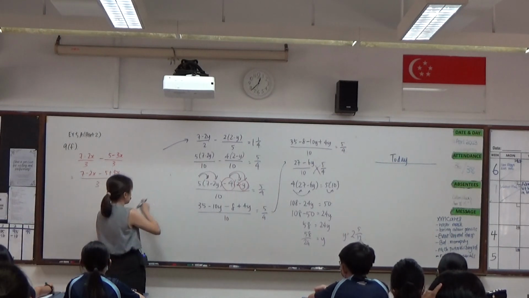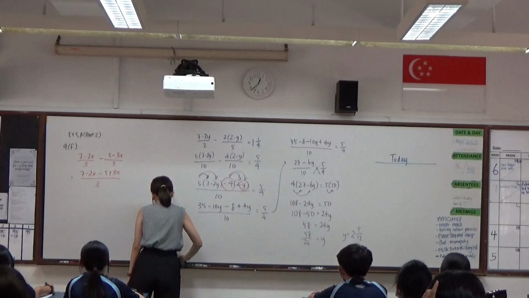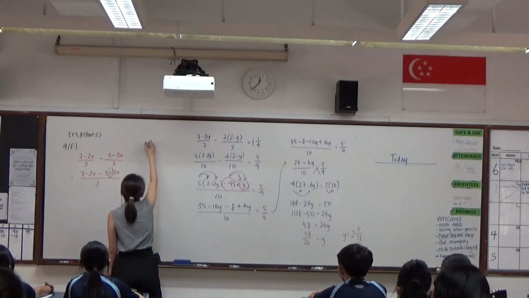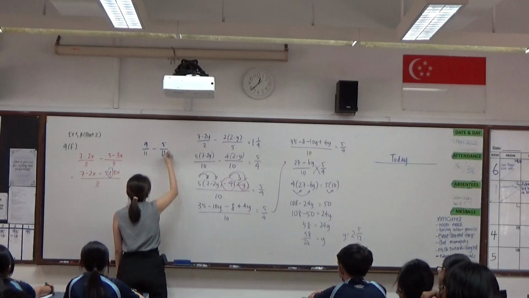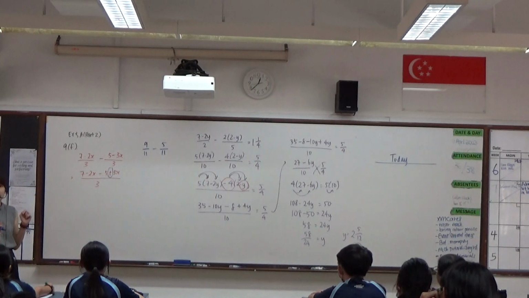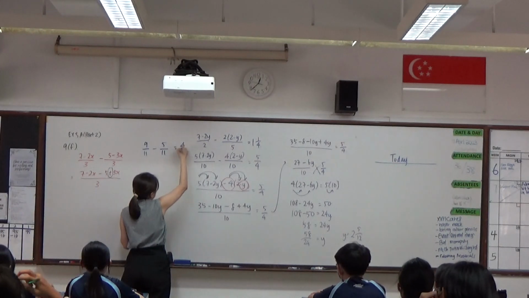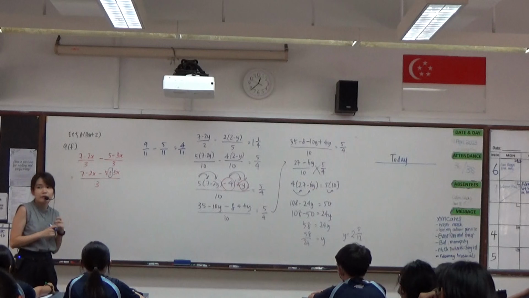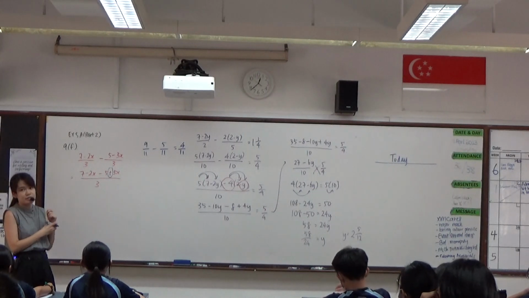If we think about it in numbers, for example, 9 over 11 minus 5 over 11. What do you think is the answer? 4 over 11, right? So easy. We know it since primary school, especially after we learn fractions.